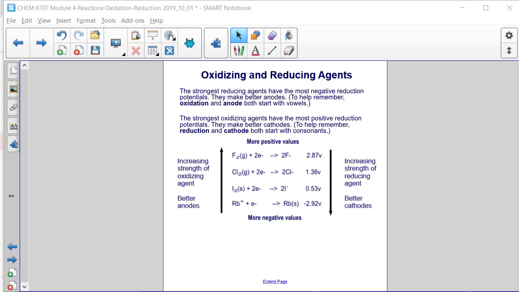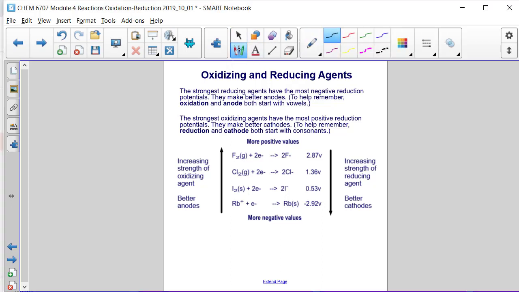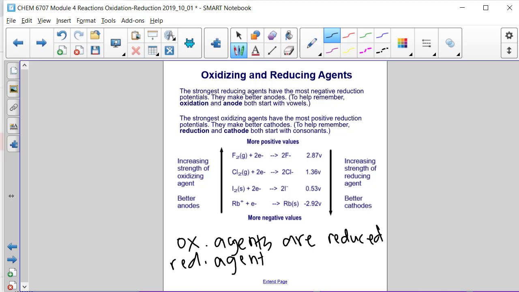All right, now that we have talked a little bit about standard reduction potentials, let's talk some more about oxidizing and reducing agents. So I just want to remind us of something. Oxidizing agents are reduced and reducing agents are oxidized. Remember that in a redox reaction, these two things happen simultaneously, right? Loss of electrons by one species in the reaction results in gain of electrons by another.